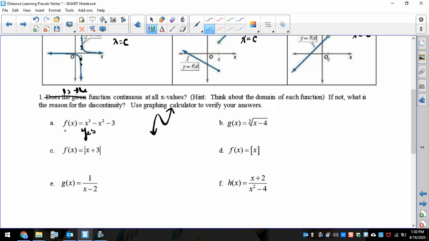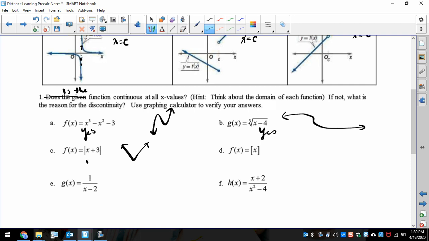Now, the inverse of a cubic is also continuous for all real numbers. It usually looks something like this. This would be a cube root function, the inverse of a cubic. These are also continuous for all real values. Here, the absolute value function looks like a V shape. There is no break or gap in it. I drew it with one swoop of my pen.